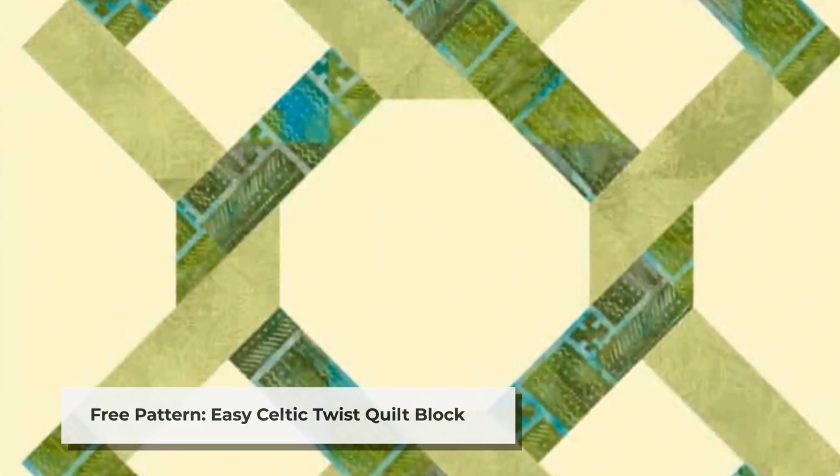The finished block measures 17 inches, making it a substantial and impressive addition to any quilt. For those looking to create a full quilt, the Irish Folk Quilt Pattern measures 87 inches square. It combines 25 patch blocks with Celtic knot block panels, creating a rhythmic design that embodies Irish artistry.